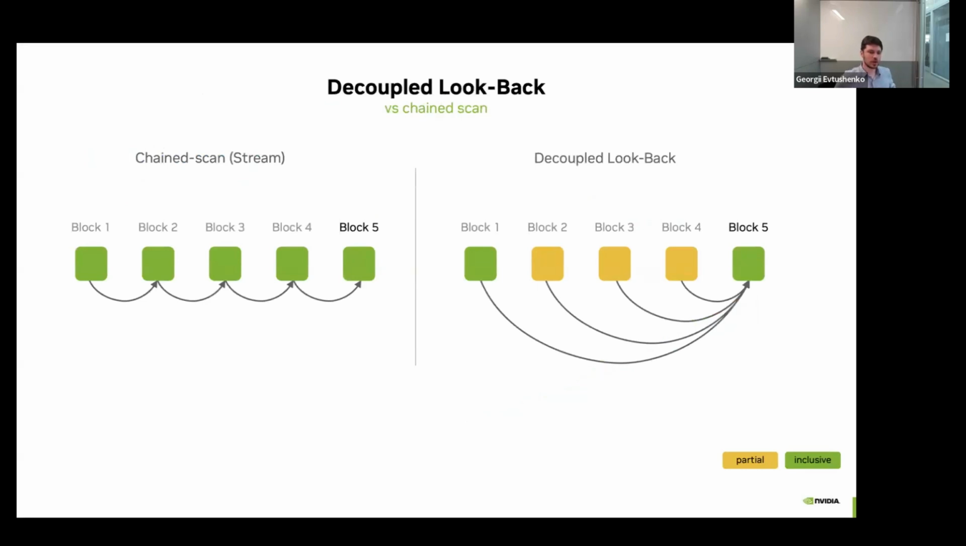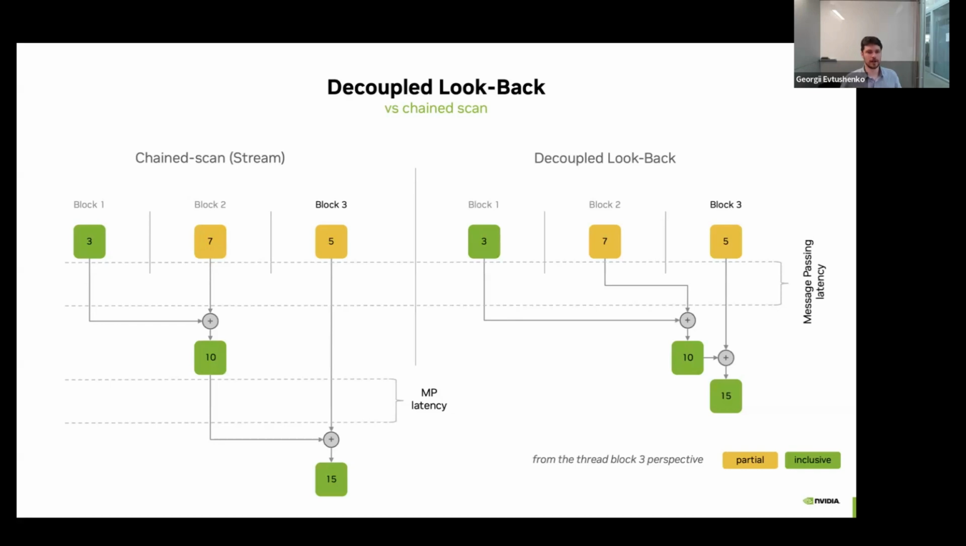One of the ways to work around the serialization is called decoupled lookback. And to explain decoupled lookback, let's compare it with stream. In stream, each thread block waits for the predecessor thread block to produce an inclusive result. Decoupled lookback, on the other hand, waits for partial results of predecessor thread blocks and then combines them locally. Let's see how this helps us get away from being latency bound.